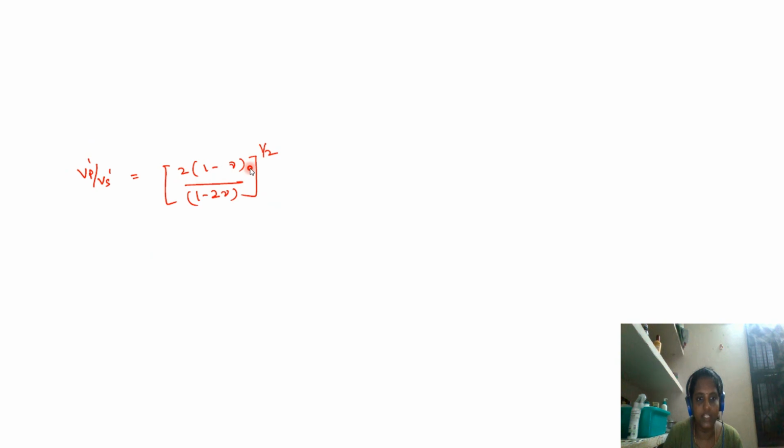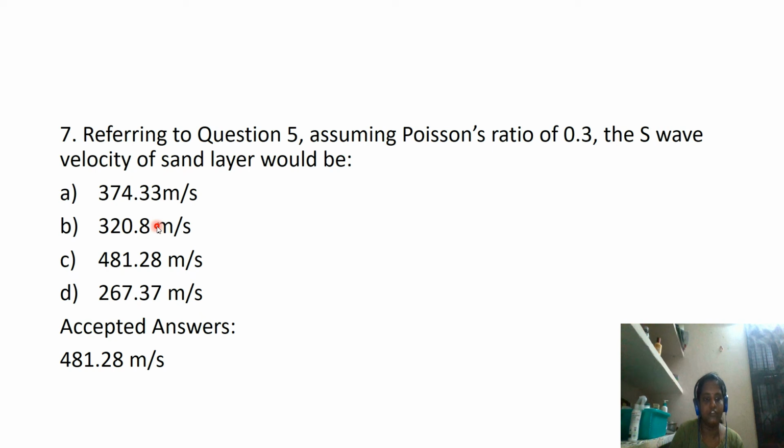2 into 1 minus 0.3 divided by 1 minus 2 into 0.3, the whole square root. Vp is 900, so 900 divided by this answer. So the answer is 481.28.